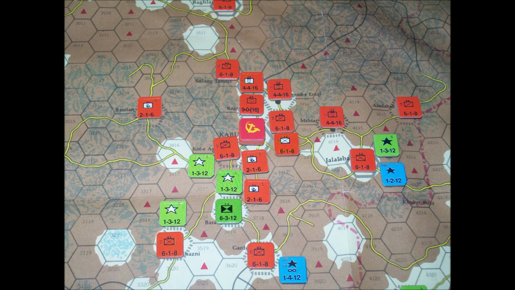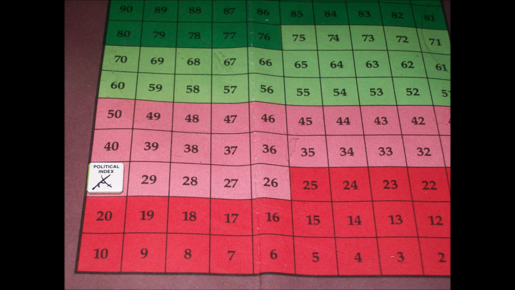Then in the Loya Jirga phase, the political index is readjusted and lands at 30. And 30 is still in the moderate favor of the communist government. But that will bring turn 5, the spring of 1979, to a close, and I thank you for watching.